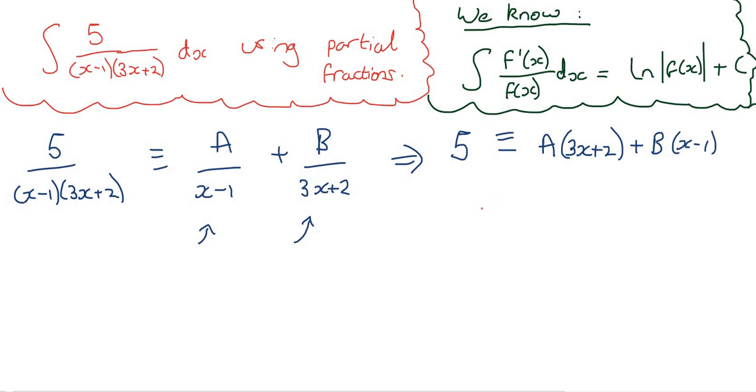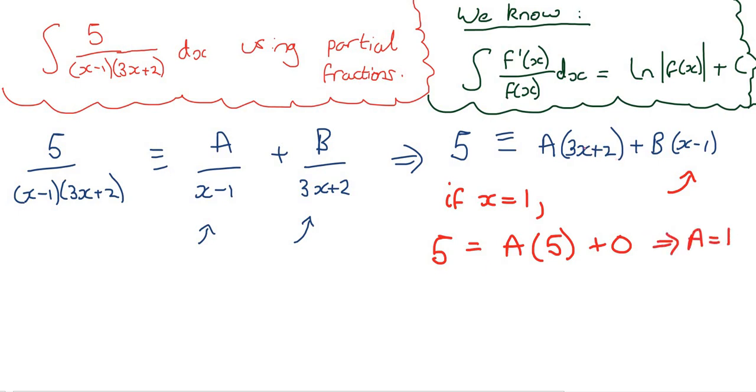Right, now we can do a few things to find our a and b. So, note that if x equals 1 here, then this bracket is going to be 0, and that means we can get rid of b. So if x equals 1, then we have 5 is equal to a lots of 3 times 1 plus 2, which is 5. So we've got 5a, and then, as we said, that is 0, and this tells us that a is 1.